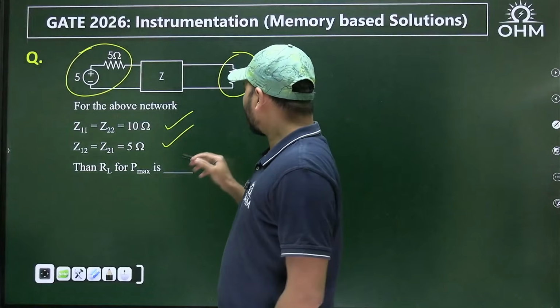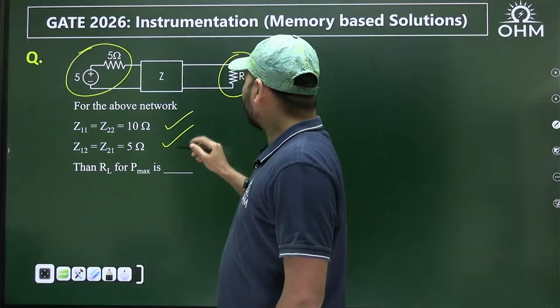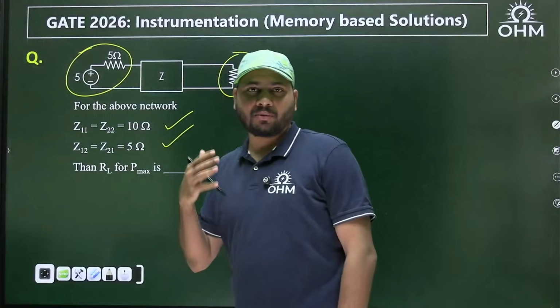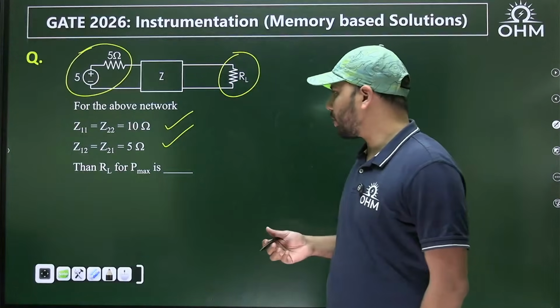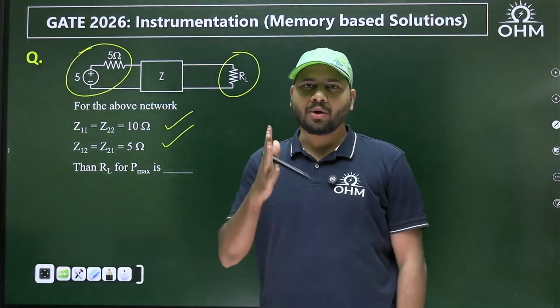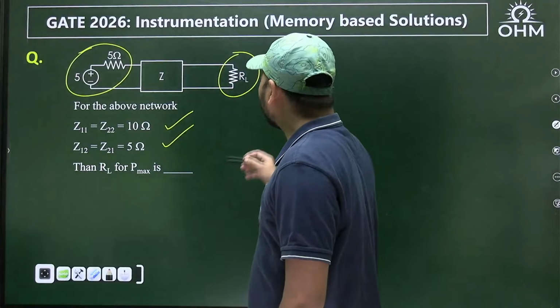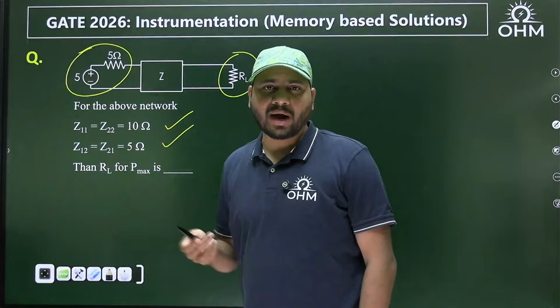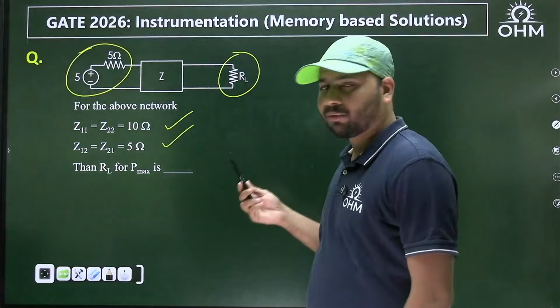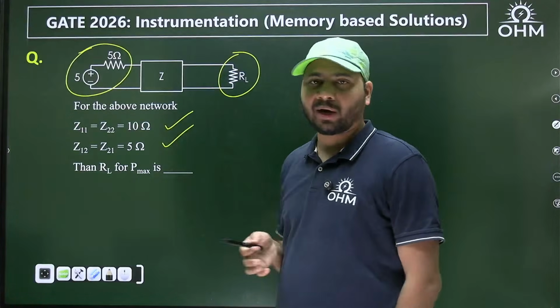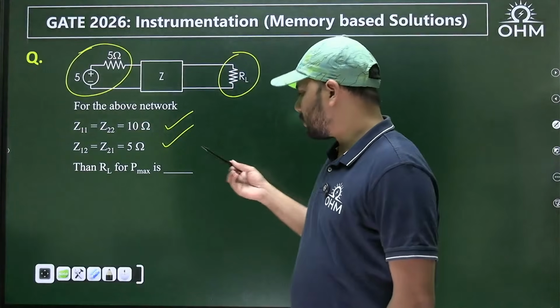And the question is what is the value of RL for which the maximum power will be delivered to the load. So it's just a pure application of the maximum power transfer theorem. You know very well, when you choose RL to be equal to RTH, then only maximum power will be transferred to RL. So it's all about finding RTH. So what is that RTH?